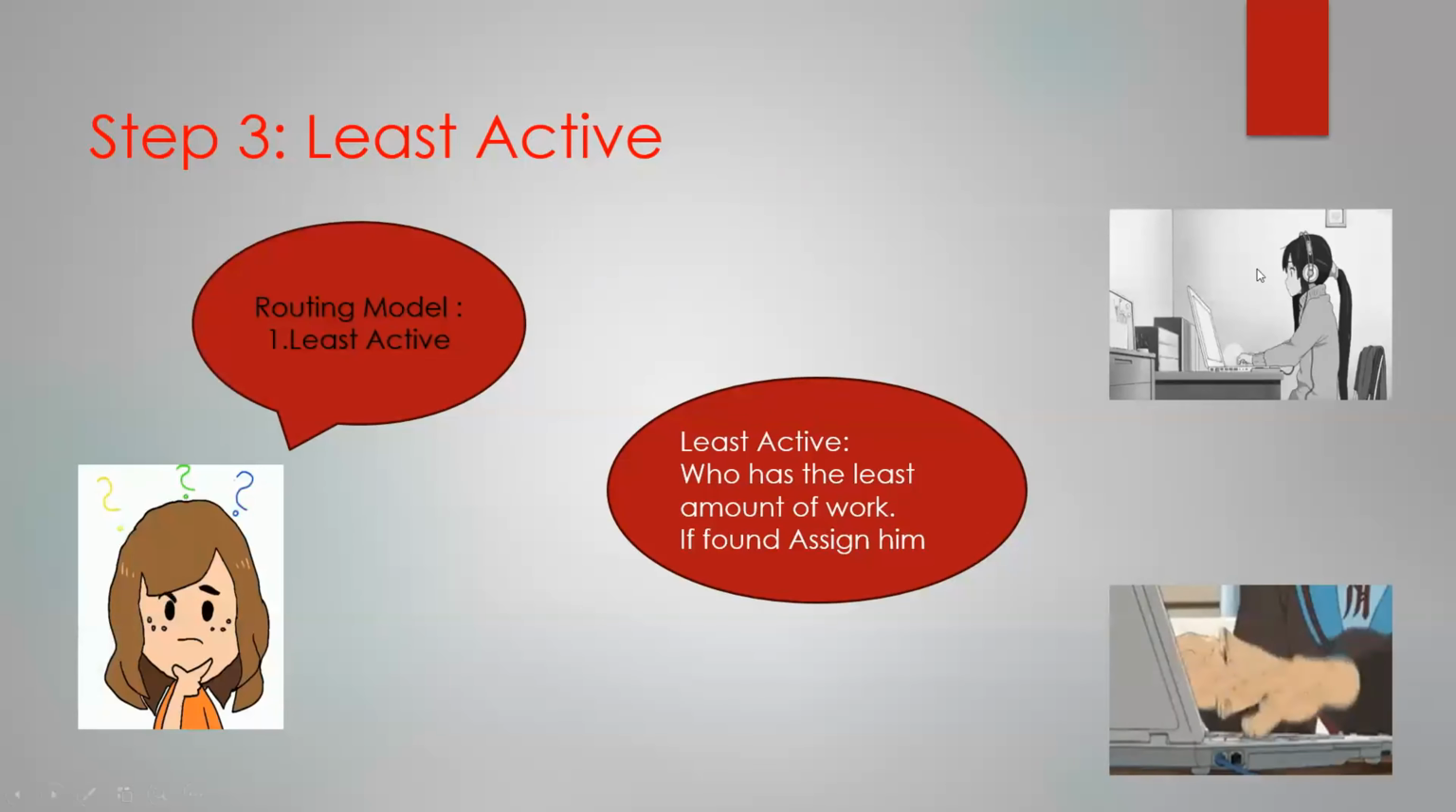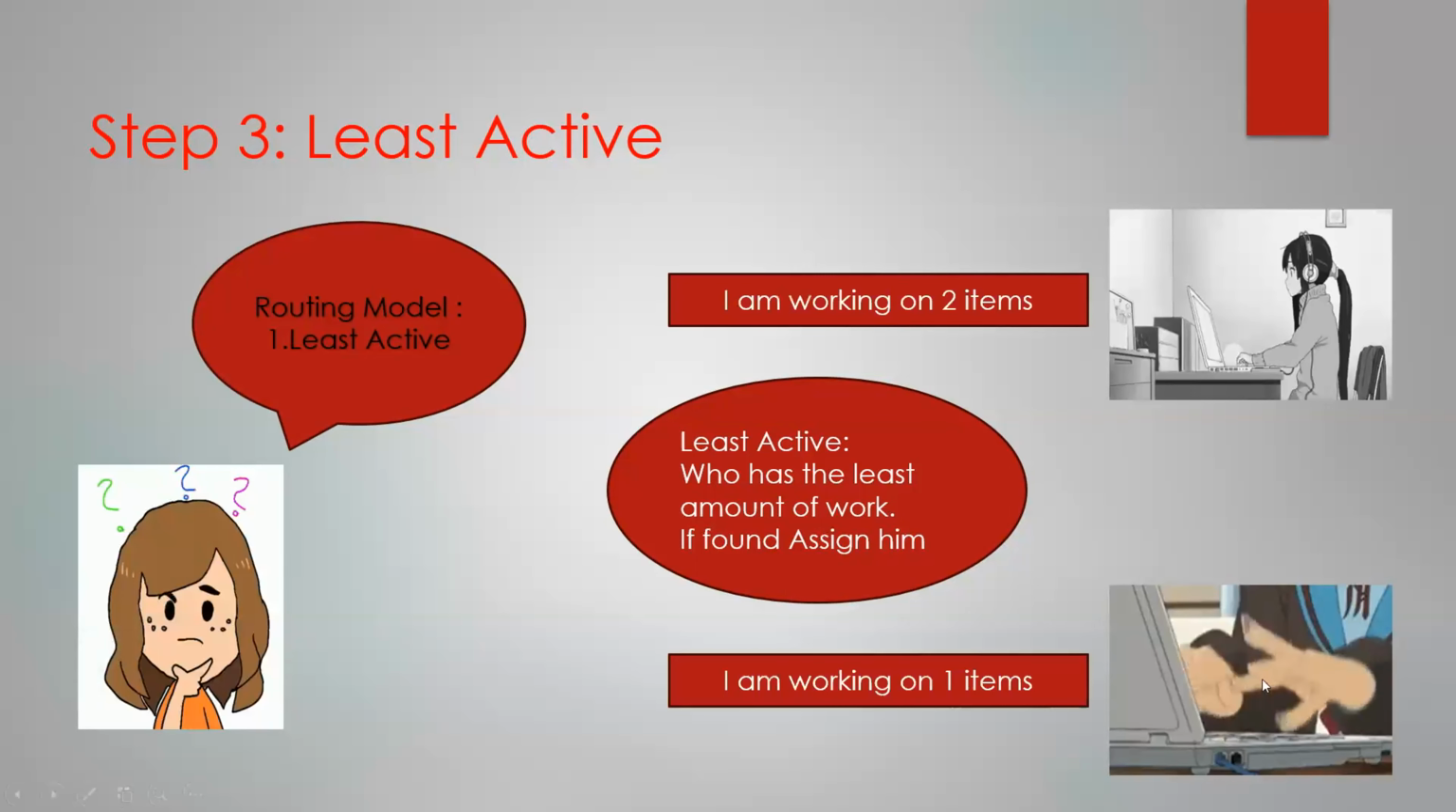So basically there are 2 persons working in your company. Okay, they are assigned 2 items. I'm working on 2 items. He is working on 2 items and he is working on 1 item. What Omni-Channel will do is it will assign the case to this person, because when compared to these 2, he has 1 work item less. So it will assign the work to this person. That is what the least active model will do.